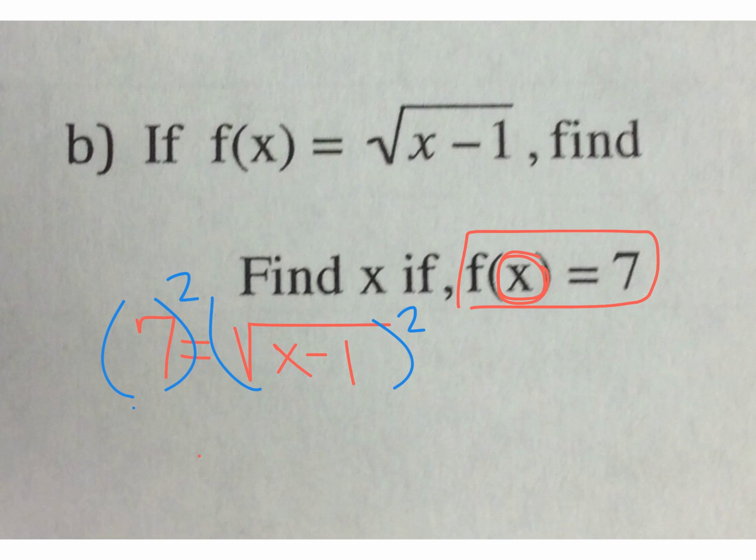When I square 7, I get 49, and that's equal to x minus 1, because the square just cancels the square root. So then I'm going to add 1, and x is 50. That's your final answer.